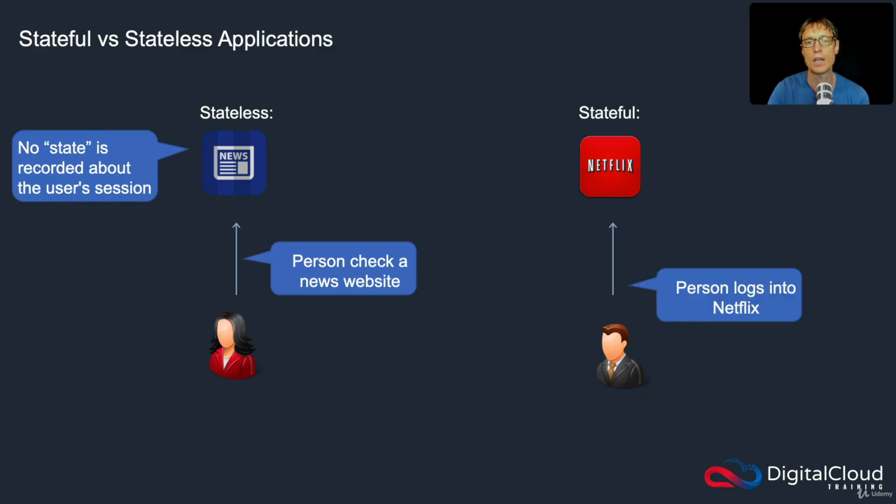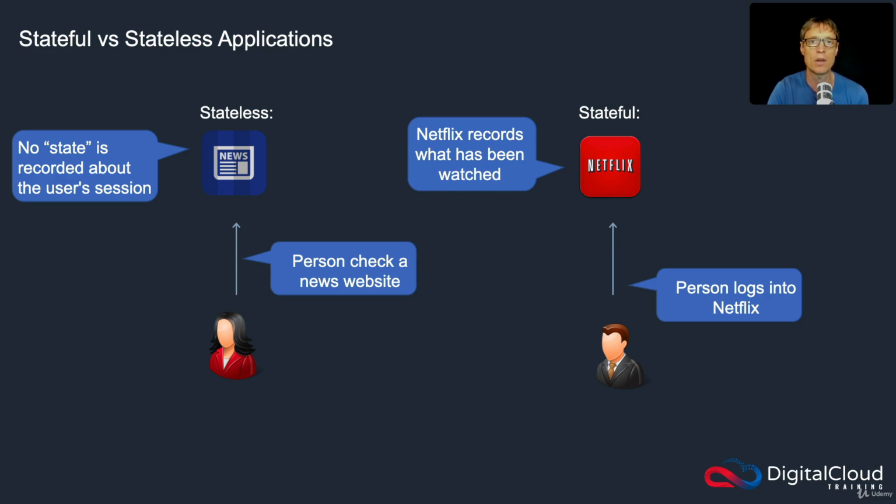On the other hand, we have Netflix. In this example, someone's logged into Netflix, they've watched a movie or two, and then Netflix will record information about what has been watched. So in this example, Netflix is stateful. It's recording information about the user's session. It knows what you've watched, it knows stuff about your behavior, what types of programs you watch, and it's going to use that to recommend things to you in the future.